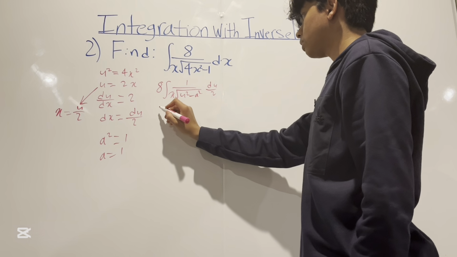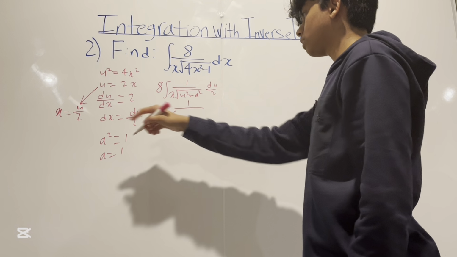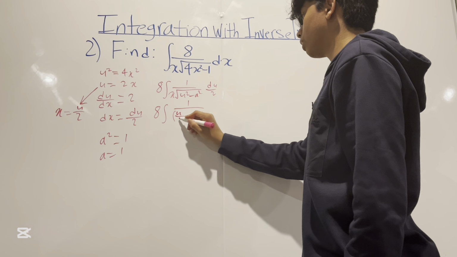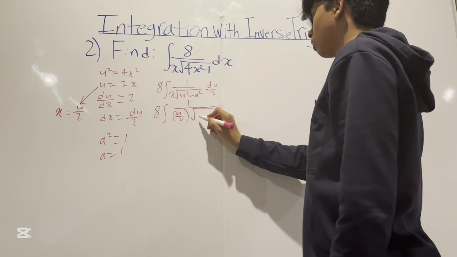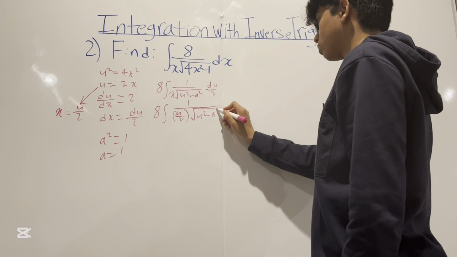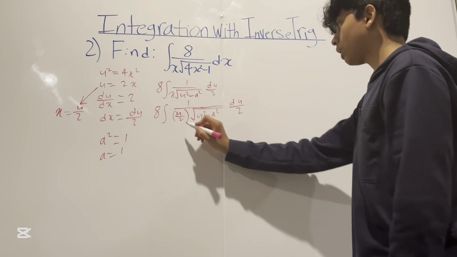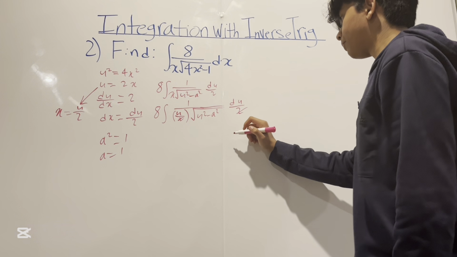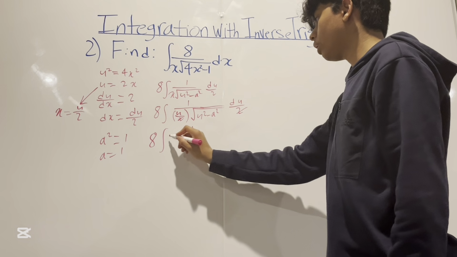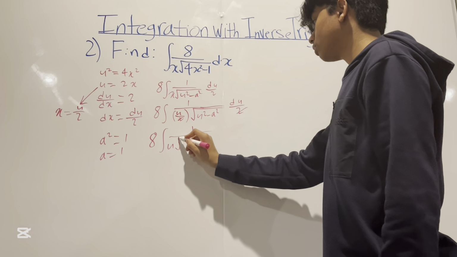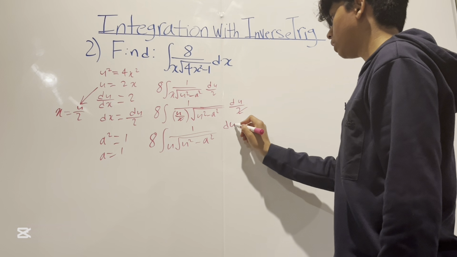Now let's rewrite this and say 8 integral of 1 over x is u over 2, so u over 2 square root u squared minus a squared du over 2. Now we can cancel off these 2's, and now we're left with 8 integral of 1 over u square root u squared minus a squared, and du.